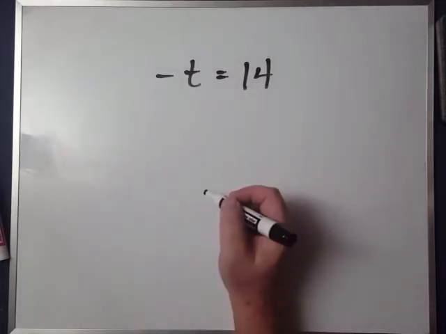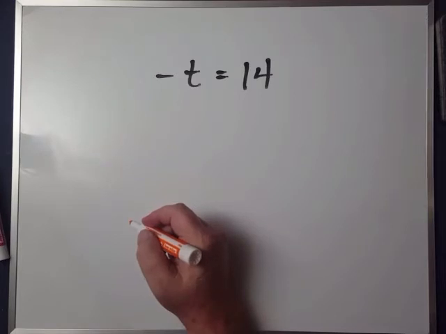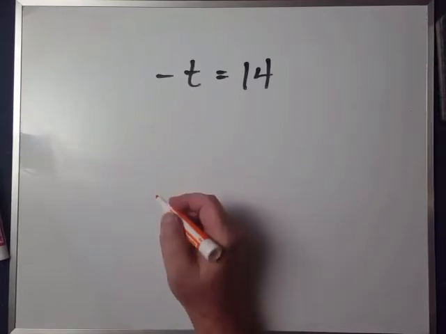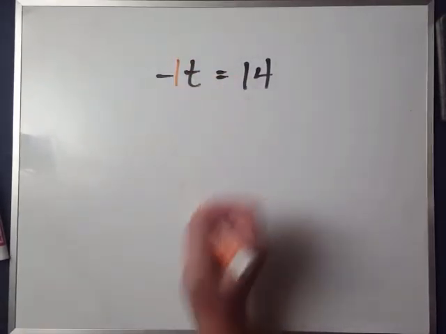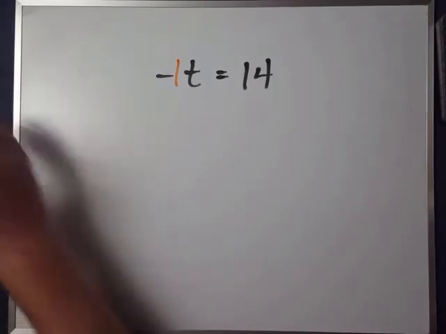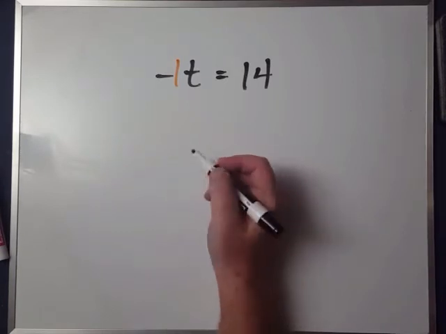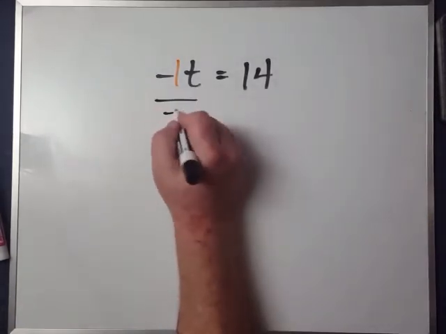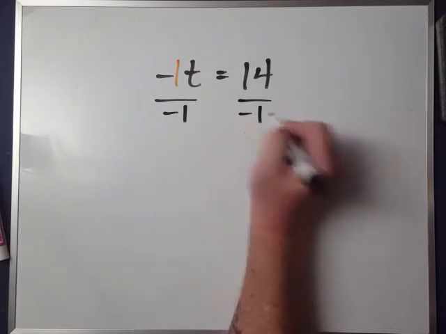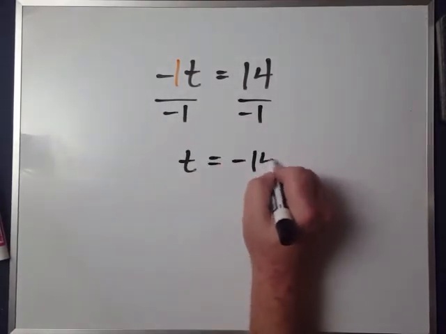What prevents that t from being by itself? Well, it has a coefficient on it. What is the coefficient? What is multiplying that t? A negative 1. We don't see the 1 unless we write it. But it's being multiplied by a negative 1. How do we undo that? Divide both sides by negative 1. That will give me t equals negative 14.